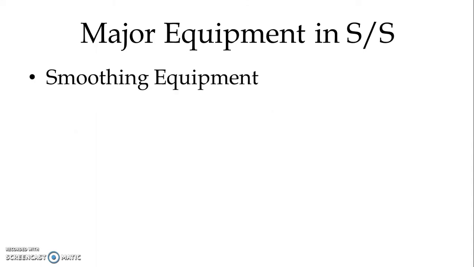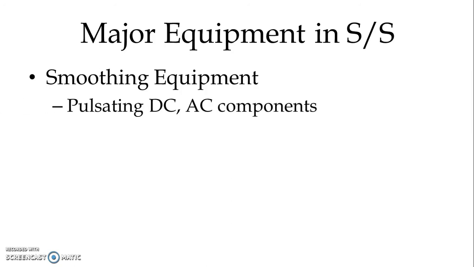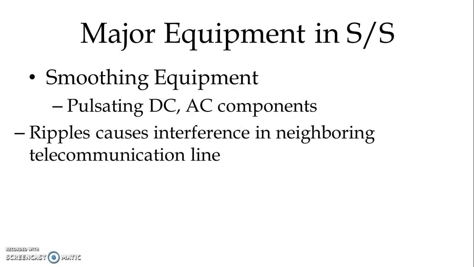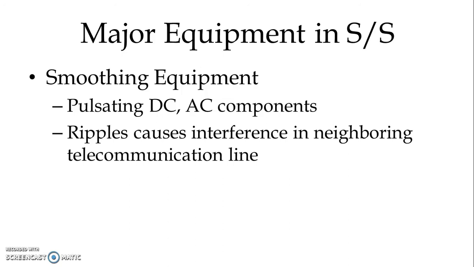Then we have smoothing equipment. The output available through the rectifier is not pure DC. It is pulsating in nature and it has AC components. So we require to smooth out this DC supply. It contains a lot of ripples and the ripples cause interference in neighboring telecommunication lines. So smoothing equipment eliminates the ripples, bypasses the AC component and smooths out the DC power supply.